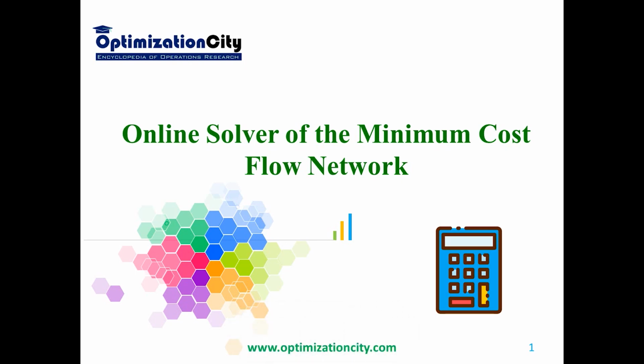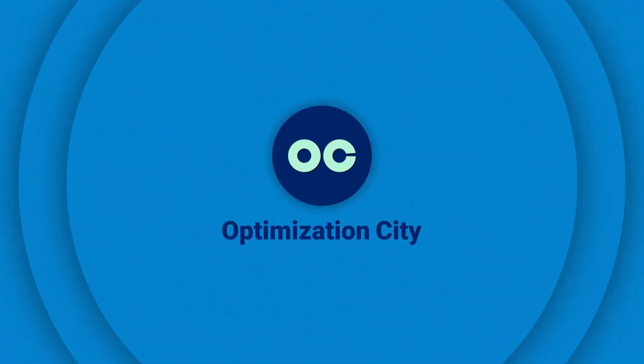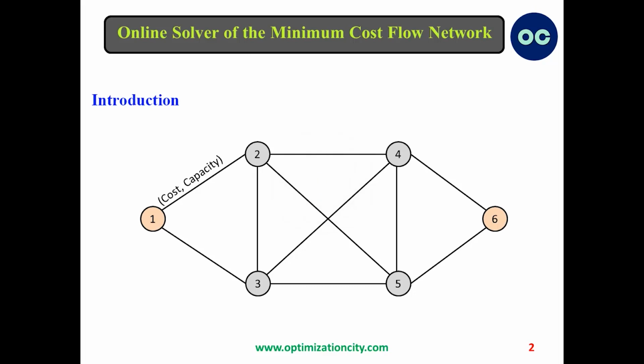In this presentation, I'm going to show how to use the online solver of the minimum cost flow network. A short introduction: in the minimum cost flow network, we are looking for a unique product distribution from the factory as origin to the sell market as destination.